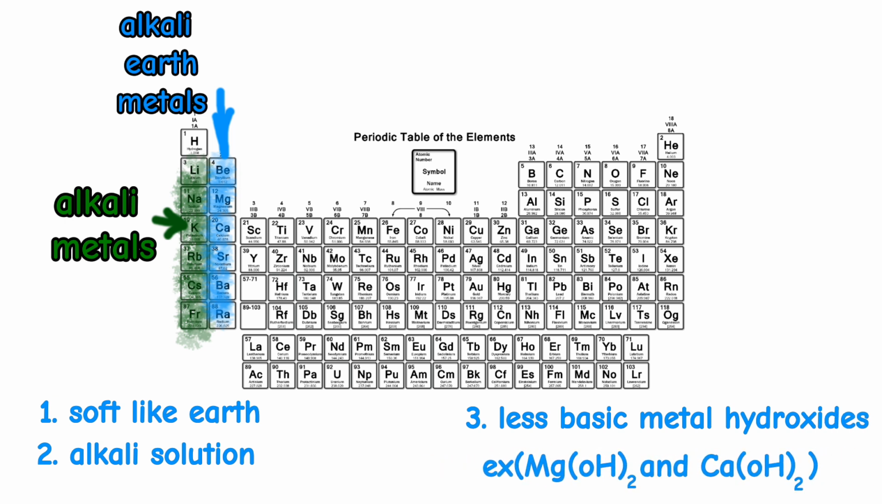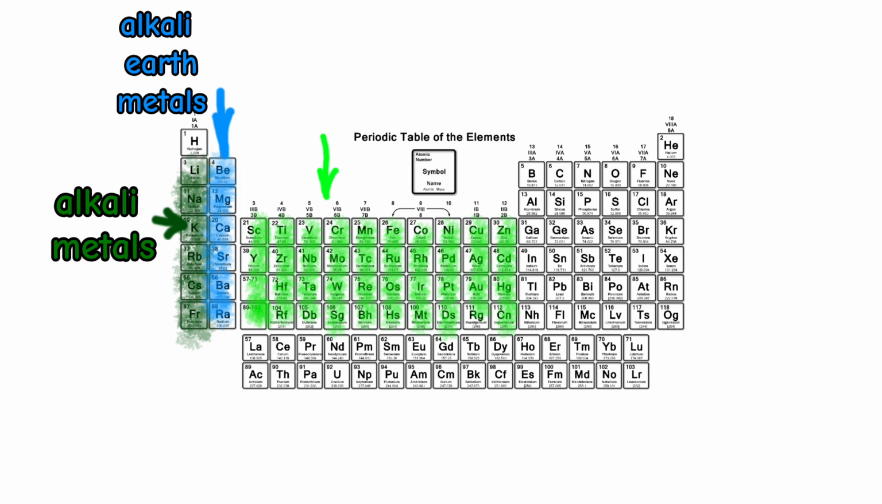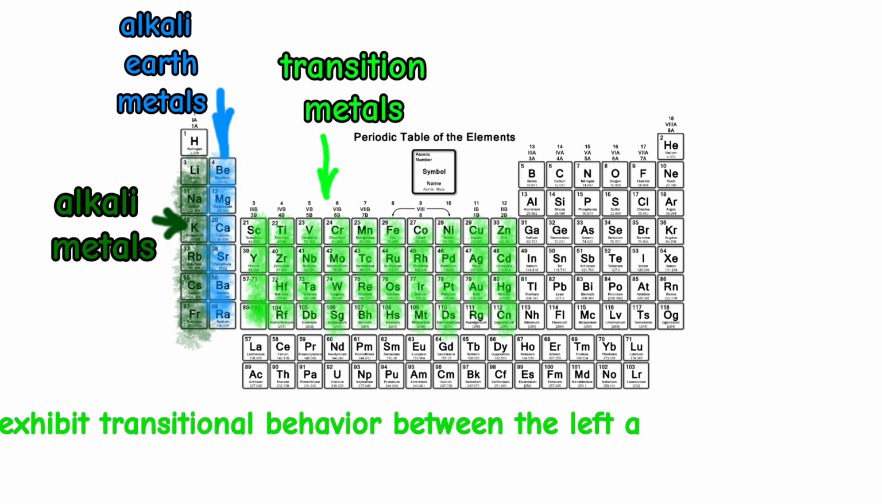They react with water to form alkaline solutions that are less basic metal hydroxides than those of alkali metals, such as magnesium hydroxide and calcium hydroxide. These elements are called transition elements because they exhibit transitional and intermediate behavior between the right and the left elements in terms of their physical and chemical properties.